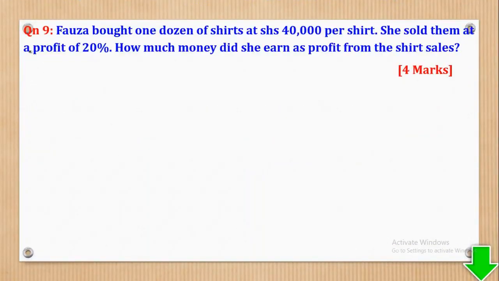So that was question 8. Now we shall go to question 9. Question 9 says, Fauza bought 1 dozen of t-shirts at shillings 40,000 per shirt. She sold them at a profit of 20%. How much money did she earn as profit from the shirt sales?